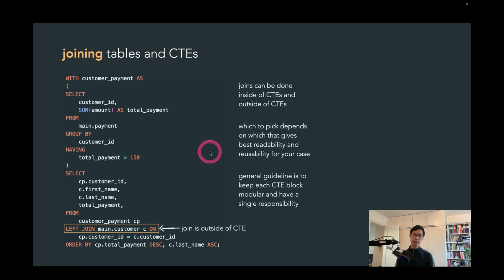The general guideline is to keep each CTE block modular and have a single responsibility. You don't want a CTE block to be unreadable, right? You want it to solve one question and have a single responsibility, and then you give it a readable name that describes what it does, so that you can reuse it later. So keep in mind readability and modularity. Yes, thank you for watching this video and see you in the next one. Bye.